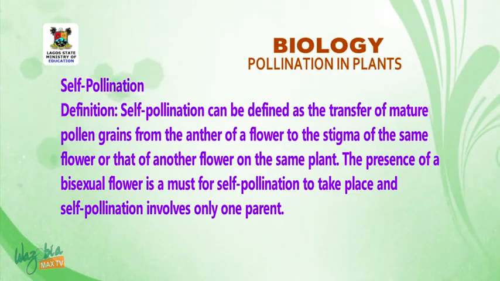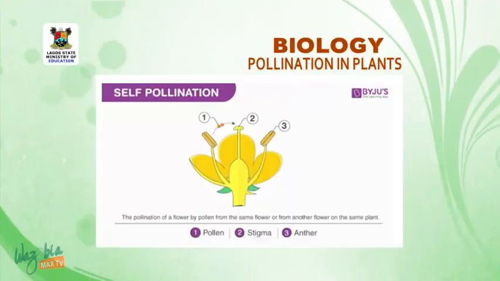Self-pollination can be defined as the transfer of mature pollen grains from the anther of a flower to the stigma of the same flower or that of another flower on the same plant. The presence of bisexual flower is a must for self-pollination to take place, and self-pollination involves only one parent. Look at the picture for self-pollination.